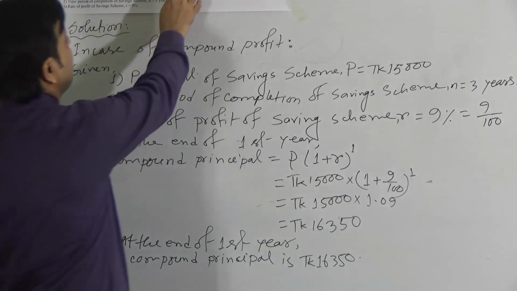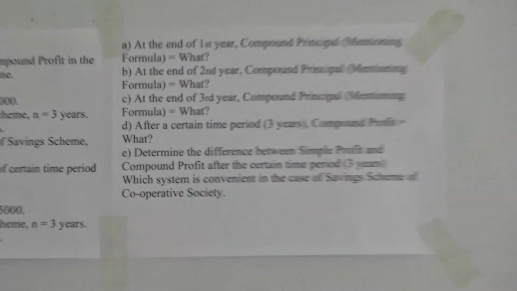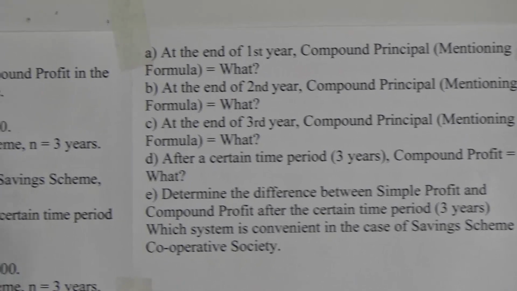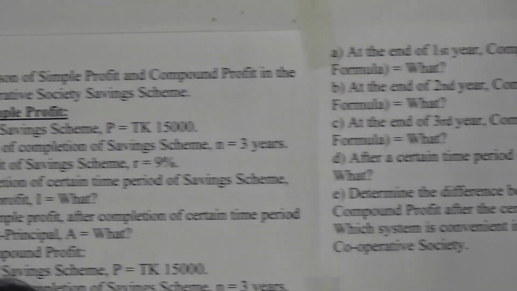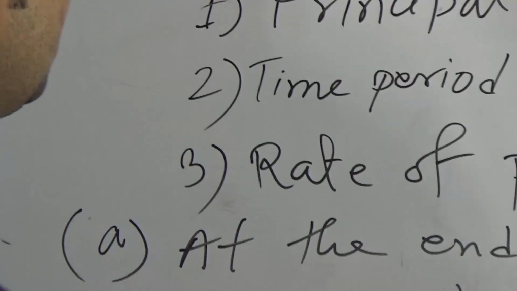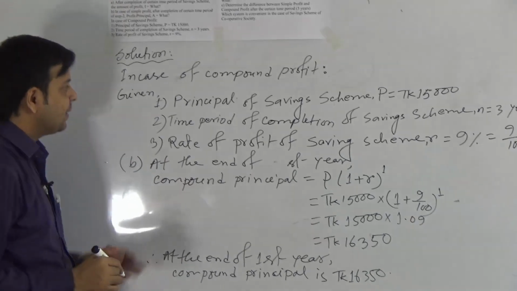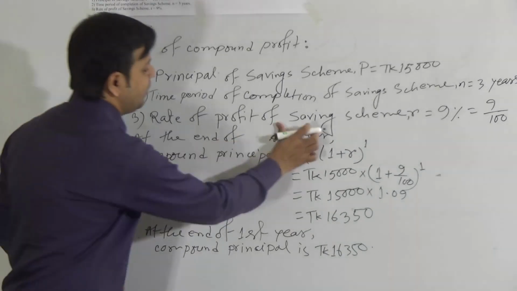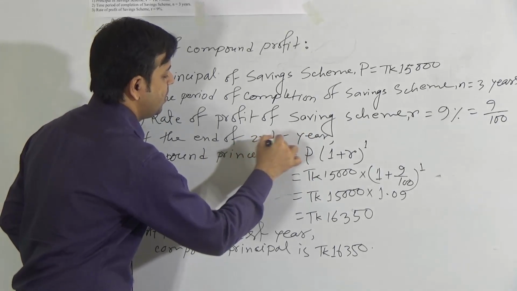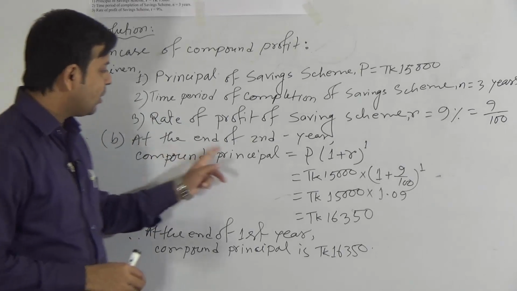What is question B? At the end of second year, compound principal, mentioning the formula, we have to determine. Dear students, now see, nothing to change here. I will just write at the end of second year. This should be question B. I will not change more, you will just write again, at the end of second year.